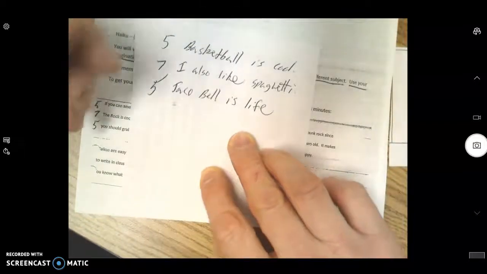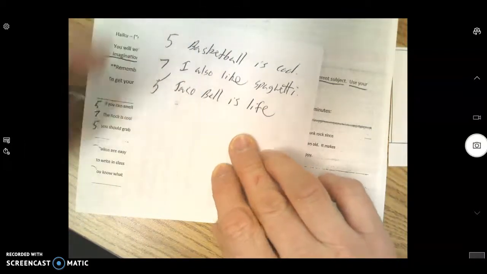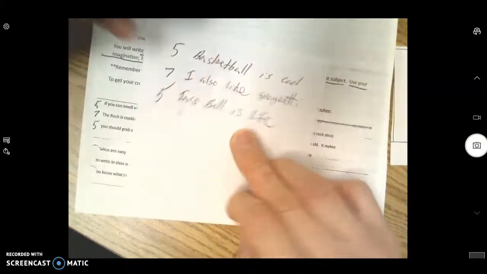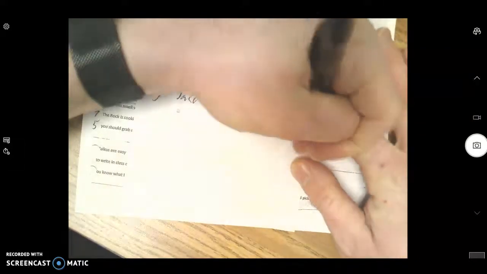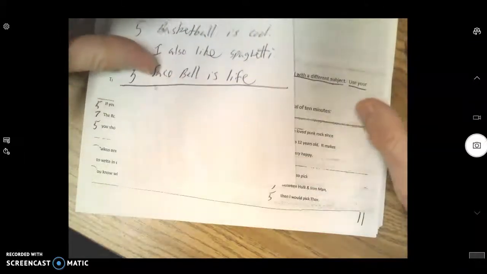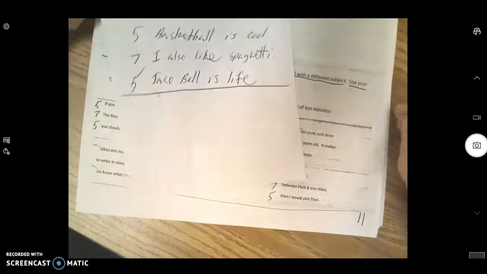So 5 plus 5 is 10, plus 7 is 17, 17 syllables. Basketball's cool. Also like spaghetti. Taco Bell's life. Boom. Just like that, I wrote one haiku. Okay. So I literally wrote that down in like, what, 2 minutes maybe. Let's do something else. Let's see.